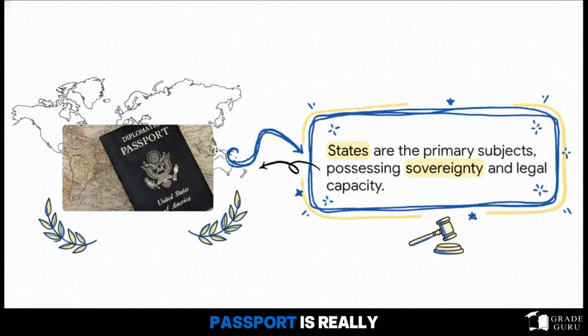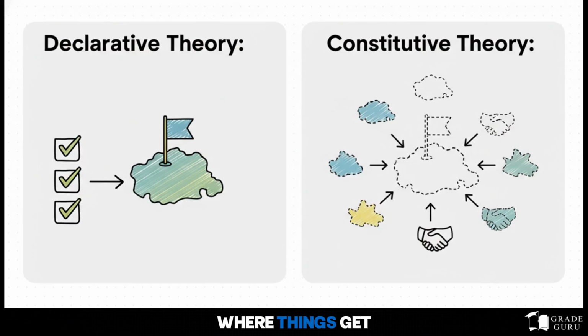And a diplomatic passport is really the perfect symbol of this. It's not just some travel document. It's a representation of the state's unique legal personality. It basically says, hey, the person holding this acts on behalf of a sovereign entity with full capacity on the world stage. So this is where things get a little tricky, and it's a great point for an exam.